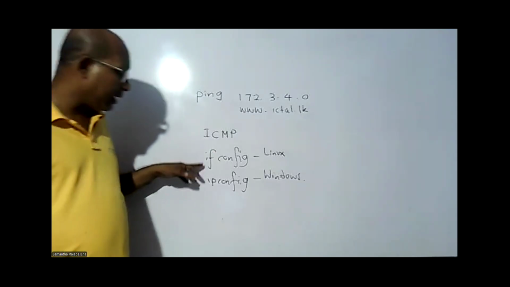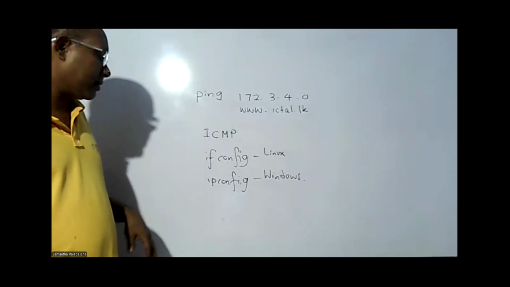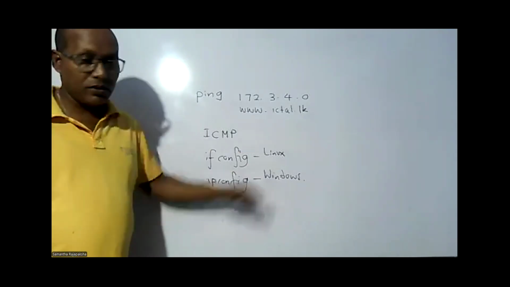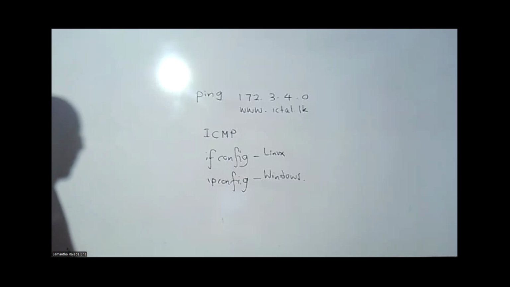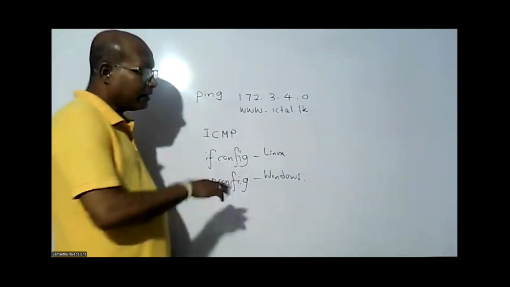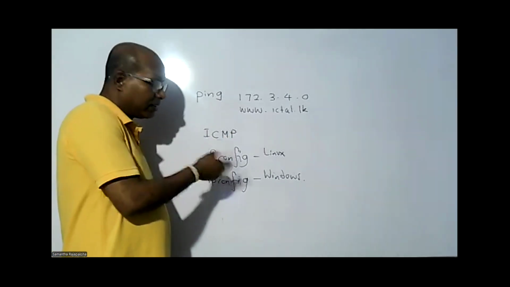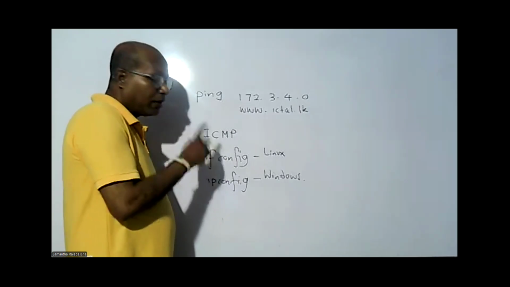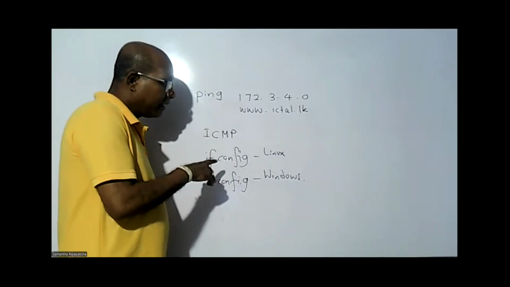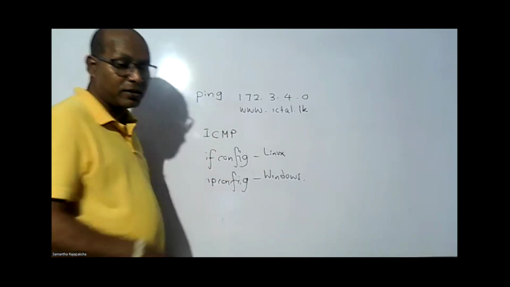This ifconfig runs in Linux or Unix. ipconfig runs in Windows. These are the commands you can use to get the IP configuration. Basically, you can get the machine's IP address, both version 4 and version 6, and you can find the subnet mask and the default gateway using this command.